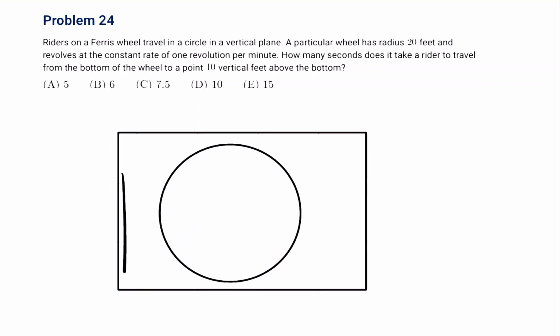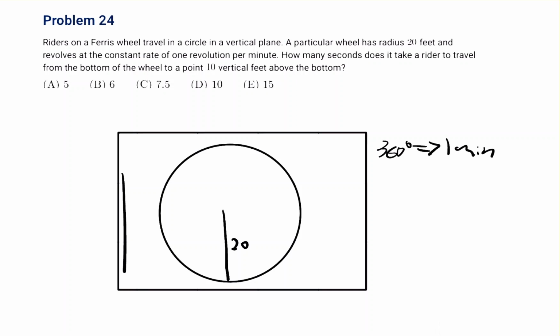And it's radius 20 feet, so let's draw a line down 20 feet, and it revolves at a constant rate of 1 revolution per minute. So it goes all the 360 degrees in 1 minute. It wants us to find how many seconds it takes a rider to travel from the bottom of the wheel to a point 10 vertical feet above the bottom.